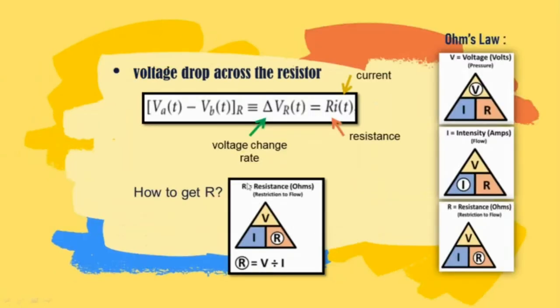And this one is the equation of voltage drop across the resistor. It is the same as the previous one, but this one is equal to current multiplied by resistance. How to find resistance? R equals V over I, where I is current and V is voltage. So this one is one of the Ohm's laws. So here is another Ohm's law.